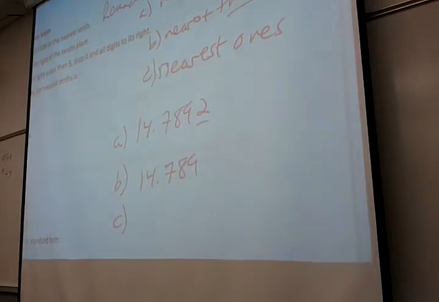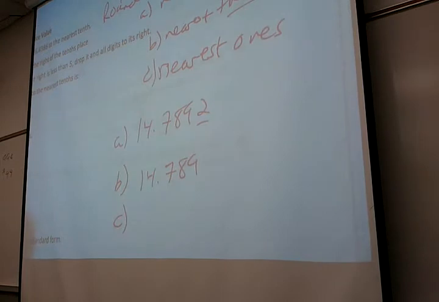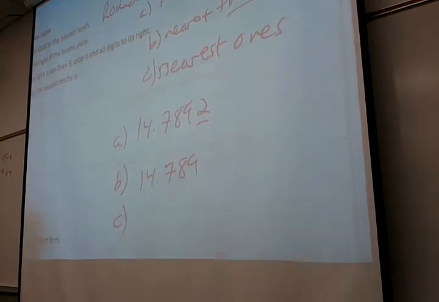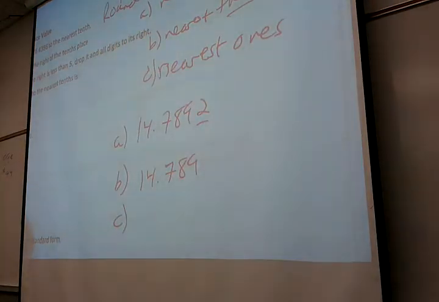Now, here's the one that kind of freaks people out a little bit sometimes when you start going to the whole number part. So nearest 1s, what number's in the 1s place? 4. Good, the 4. And what's going to tell me what to do with it? The 7. Yeah, the fact that 7 is more than 5, so what's that going to be then? 15.